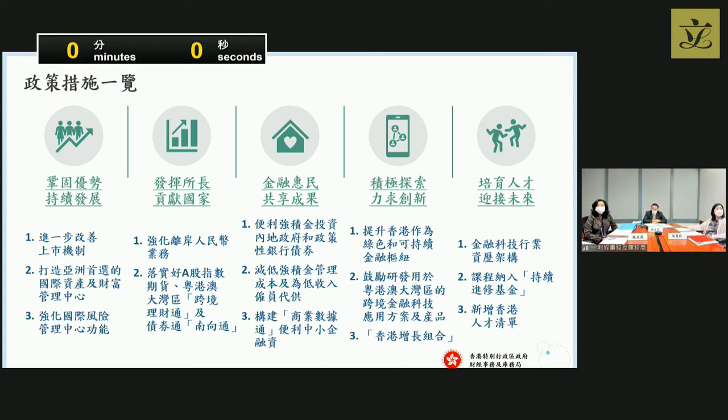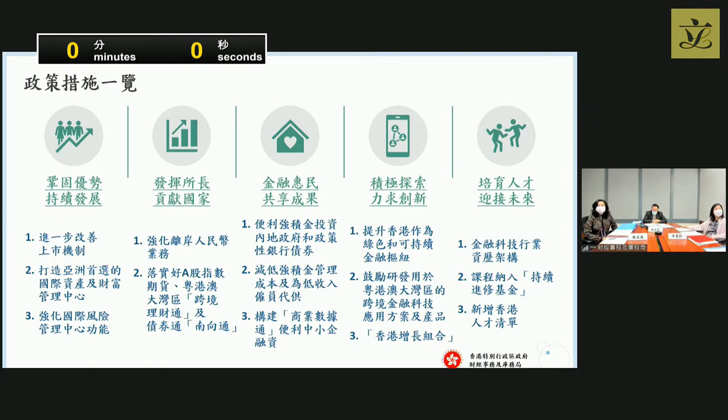First is consolidating our advantages and contributing to the nation. The focus is to deepen the mutual market access with the mainland market so as to connect the mainland with global capital and investors. Our progress in this regard includes the cross-boundary wealth management connect and southbound trading under Bond Connect, respectively launched in September 2021, as well as the MSCI China A50 Connect Index Futures in October 2021. And we'll strive for early implementation of the ETF Connect initiative.